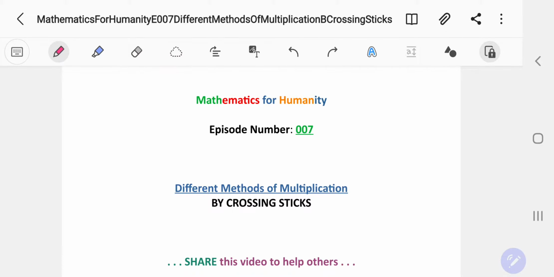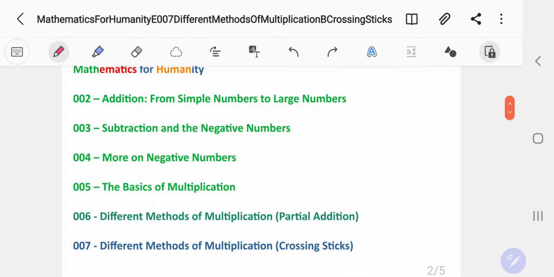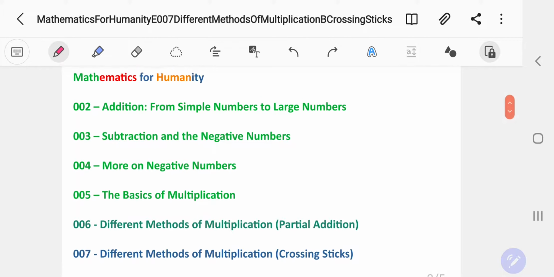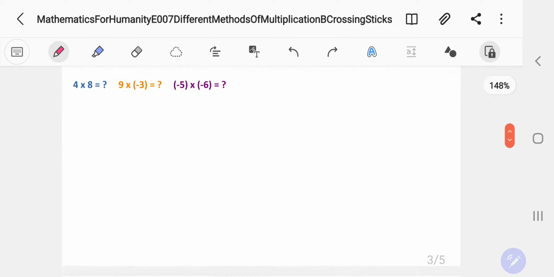By the way, we've made other videos previous to this, like for example video number 2 we had addition, and the next to that is subtraction and negative numbers, and then we made also a video more on negative numbers, and then we had basics of multiplication, and previous to this video we had different methods of multiplication, and that method was on partial addition. So I hope you got that previous video. And this time we'll do crossing sticks, and we'll start immediately with these examples.